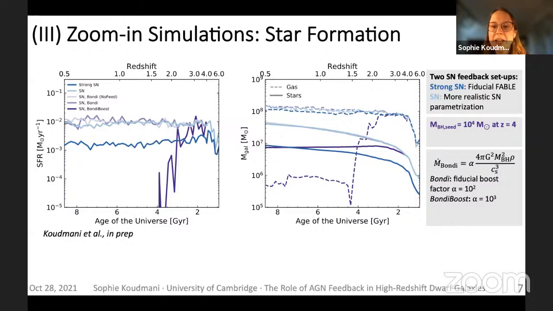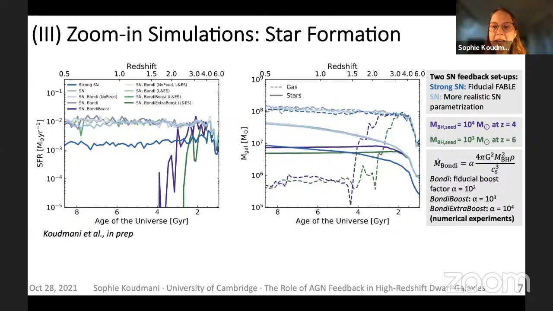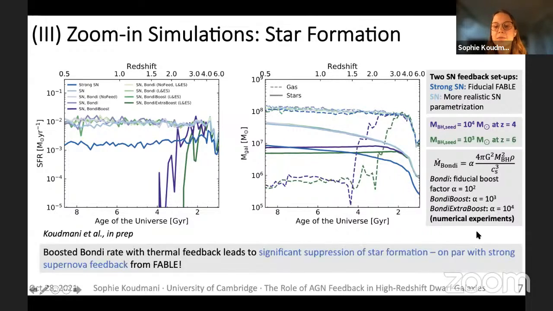We also tried an alternative setup where we seeded even earlier at redshift 6 with an even lighter seed. But now the penalty from this black hole mass squared factor in the Bondi rate, which suppresses the growth of low mass black holes, is even more severe, so that in turn, the alpha factor needs to be increased to 10 to the 4 to have any kind of effect. But then again, once we do have an effect, the effect is very dramatic. But of course, with boost factors in the range of 10 to the 3 to 10 to the 4, these are really more numerical experiments rather than within the framework of the Bondi model.